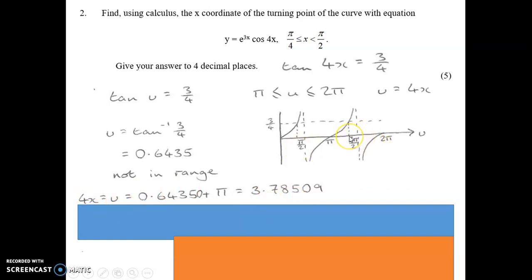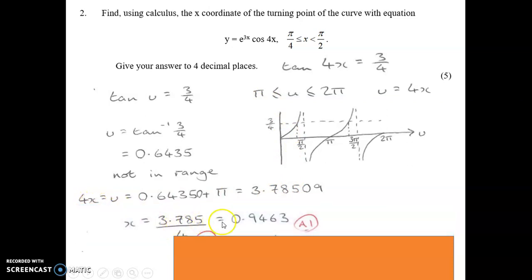We might consider whether there's any more solutions. Well, if you imagine adding another pi on from this one, from 3.78509, it would land over here. It would definitely be outside this given range again. So it looks like that's the only solution for u. To find a solution for x, we clearly need to divide through by 4. So if we divide that by 4, we get the answer 0.9463.